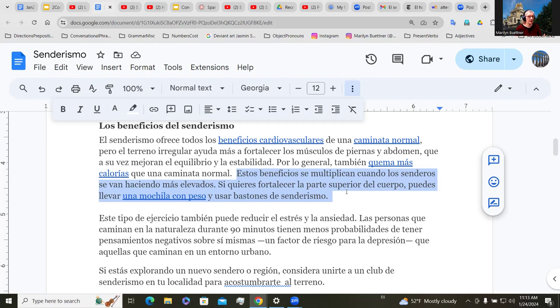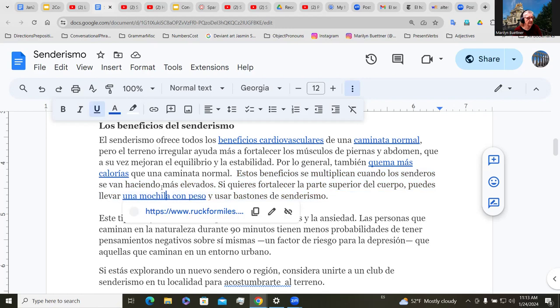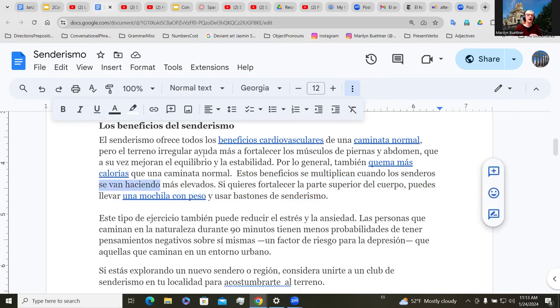So these benefits are multiplied when the trails start getting more elevated, right? That's what I was wondering about that form, se van, S-A-V-A-N. Se van with an ando or yendo is a common kind of chunk. This is instead of están haciendo, when they are getting more elevated, but se van gives you the idea of gradually, they keep getting, yeah, okay.